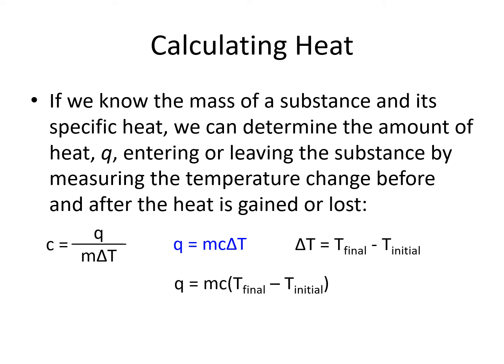There are 5 different items we could solve for in this equation. We could solve for Q, M, C, T final, or T initial, as long as we know all the other variables besides the one we're trying to solve for.